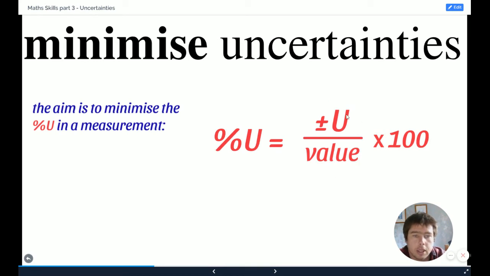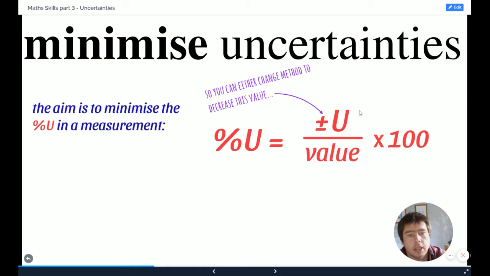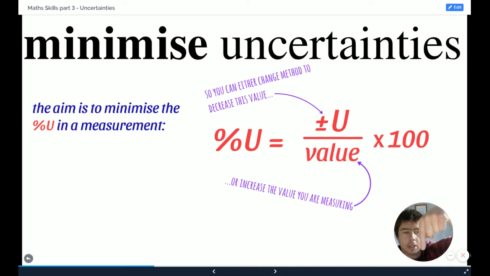So one option is to make the absolute uncertainty smaller. So change our methodology to decrease this absolute uncertainty. Or what we could do is measure a bigger value. So maybe I'm timing how long it takes for a pendulum to swing back and forth. One thing I could do is hold the ball, the bottom of the pendulum, out, stopwatch in the other hand, let go, press the stopwatch, watch it swing back and forth once, and then stop my stopwatch. So time how long it takes for one swing. But more accurate would be to count 10 swings and see how long that takes.